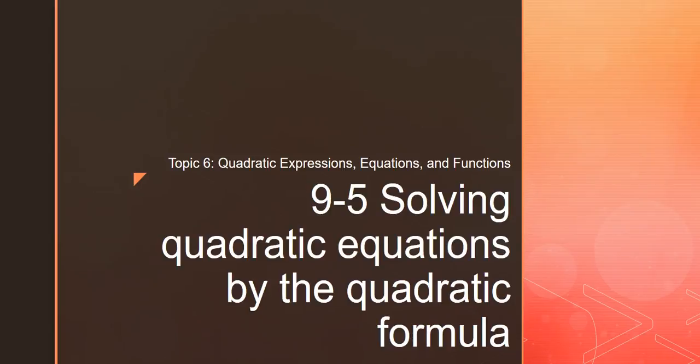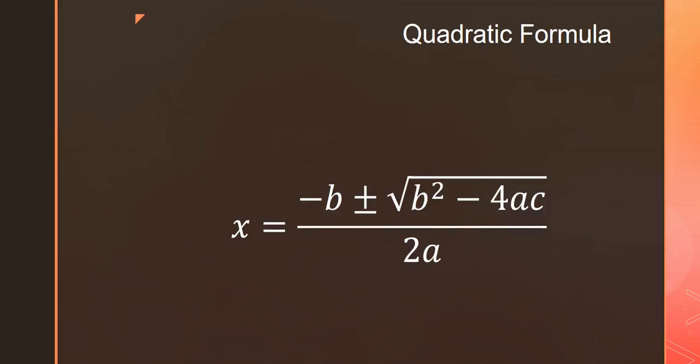This is section 9.5, solving quadratic equations by the quadratic formula. In a previous section, we solved quadratic equations like ax squared plus bx plus c equals 0 by factoring. However, we also discovered not everything could be factored. And so the quadratic formula is nice in that it works for every quadratic equation.